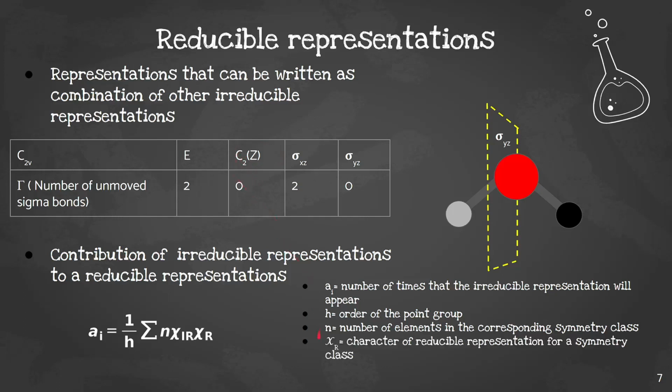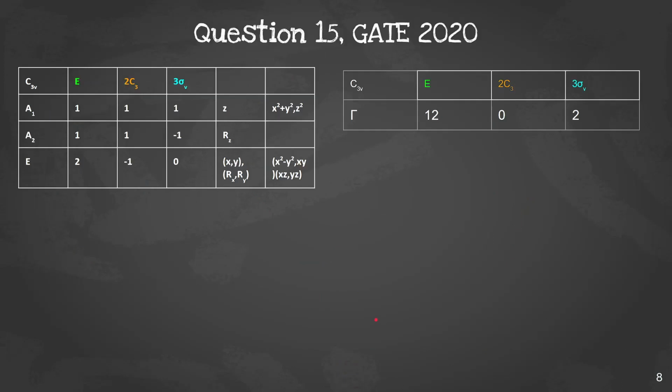χR and χi(R) are the characters of the reducible and irreducible representations for a symmetry class. Now let's use that formula for our case. We first have to know the order of this group. C3v, as we know, a Cnv point group has the order of 2n, so C3v will have an order of 6.